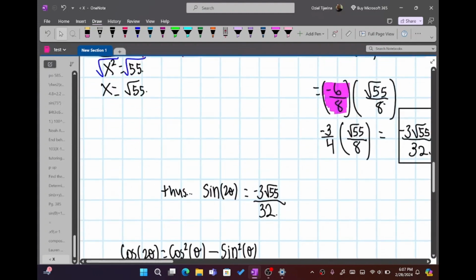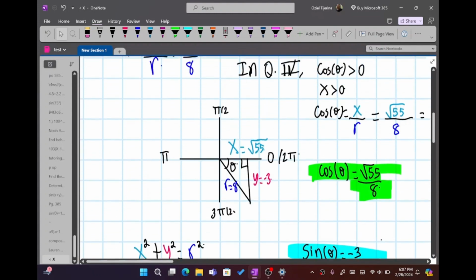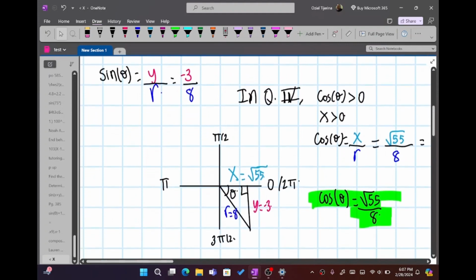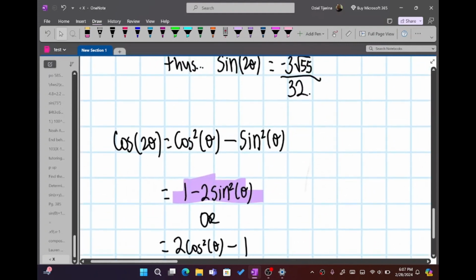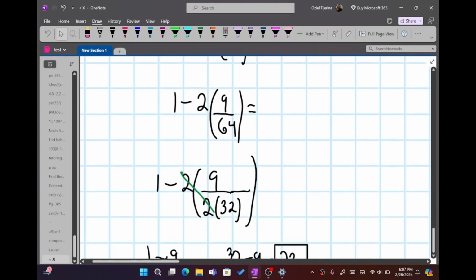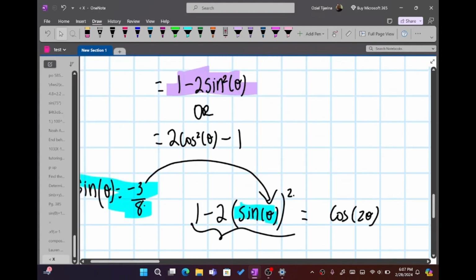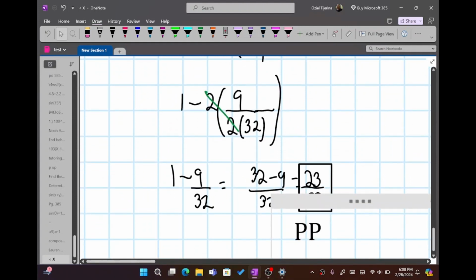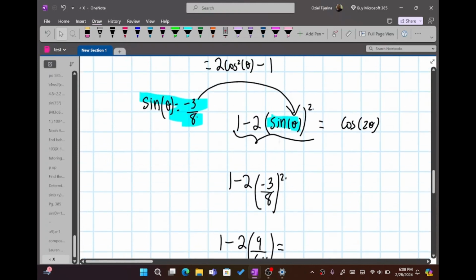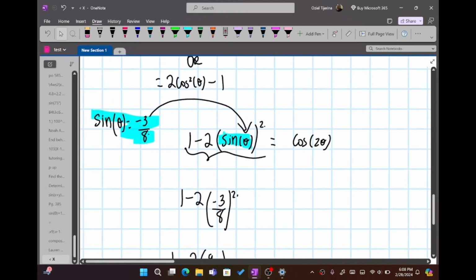And here we know that the cosine in quadrant 4 is positive. So I just want to state that very quickly. That's going to end up being positive. So just, 1 second, guys, let me double check my work. Okay, so we are on the right track, guys. And that is how you do the cosine of 2 theta.